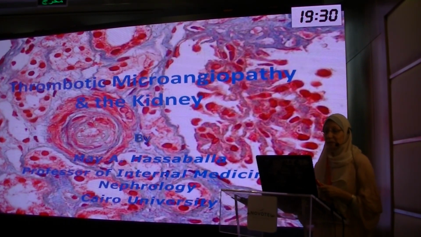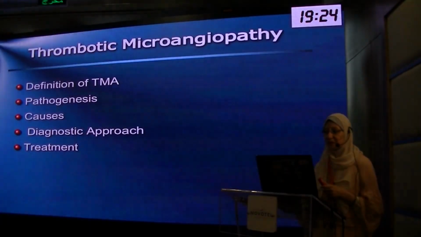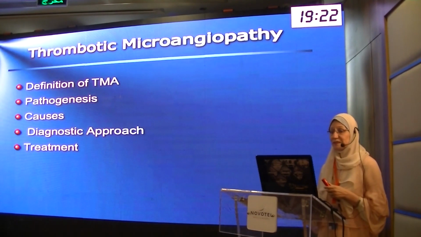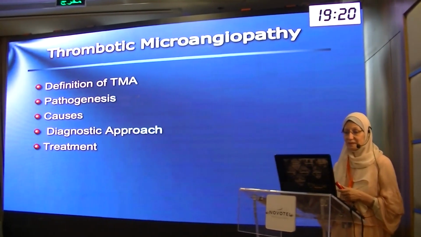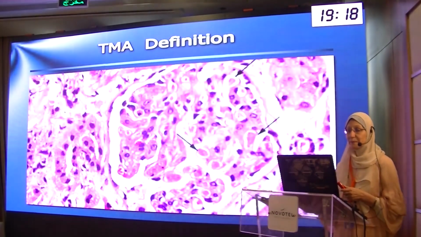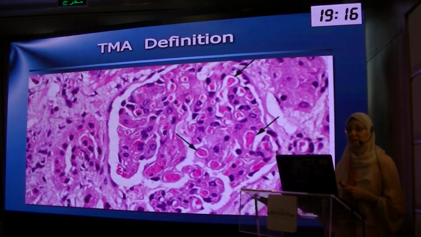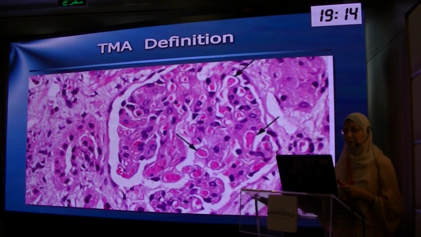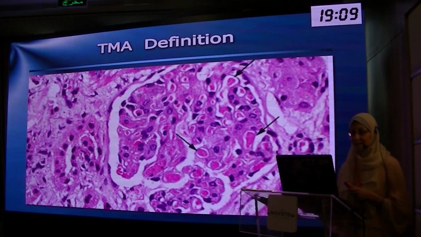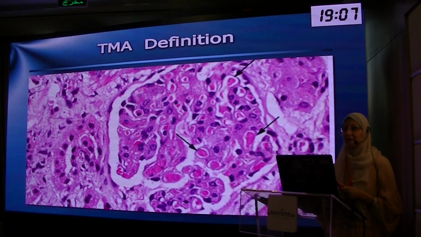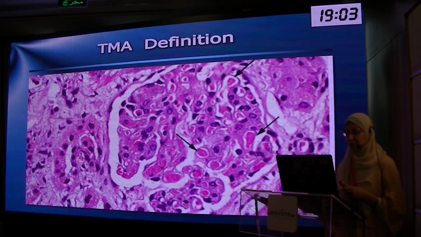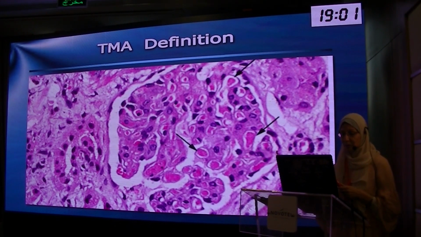The talk today is going to be on thrombotic microangiopathy and the kidney, not just HUS, and the kidney. This is a very important subject, and we're going to touch on definitions, pathogenesis, causes, diagnostic approach, and treatment. Actually, it is a histopathologic term which defines the presence of fibrin in the glomeruli and the arterioles. And endothelial injury is central because it plays an important role.